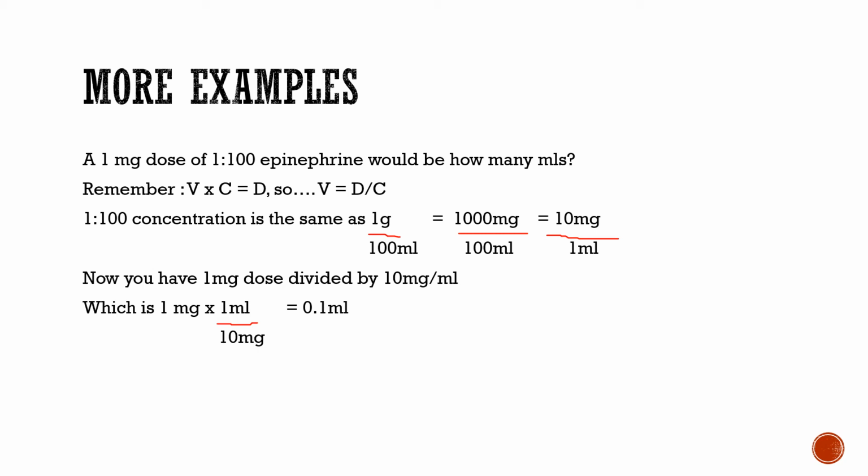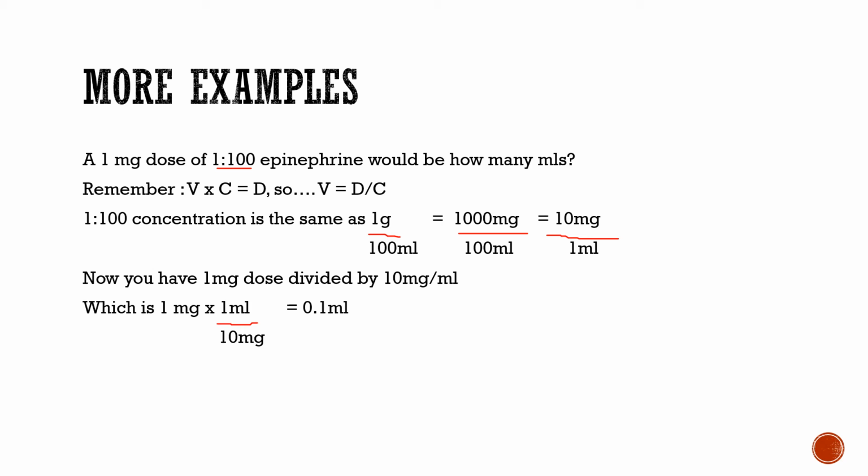Okay, so again, my dose is straightforward there. We have 1 milligram, which I put down here. But we don't want to worry about that right now. Let's worry about this concentration, this 1 to 100. What the heck does that mean? Okay, so 1 to 100 is going to be the same as 1 gram over 100 mils.